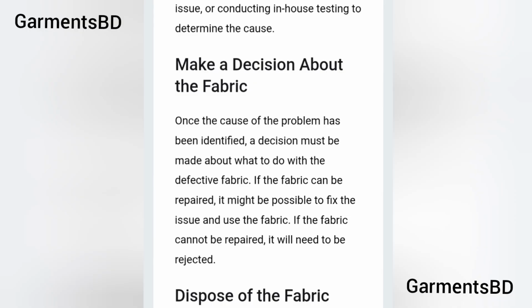Once the problem has been identified, a decision must be made about what to do with these defective fabrics. If the fabric can be repaired, it might be possible to fix the issue in the fabric. If the fabric cannot be repaired, it will need to be rejected.